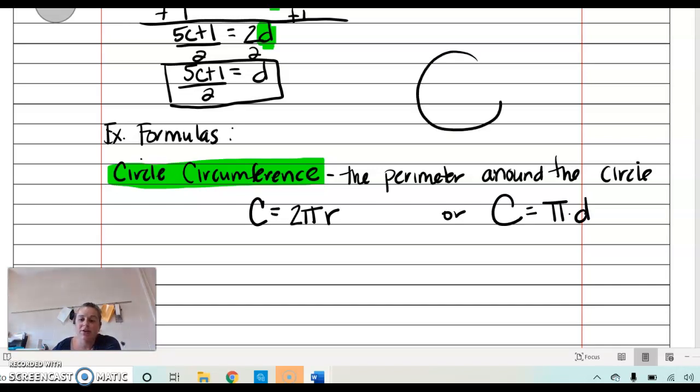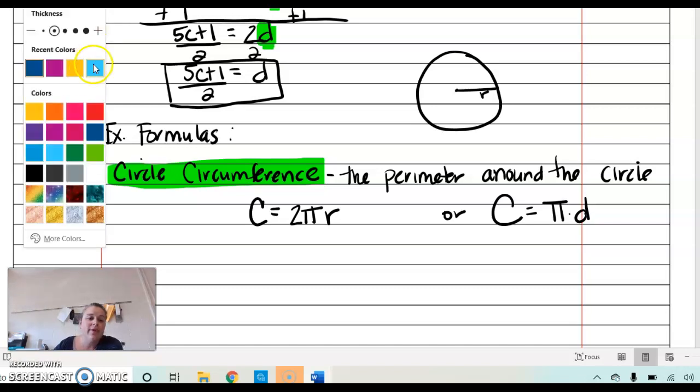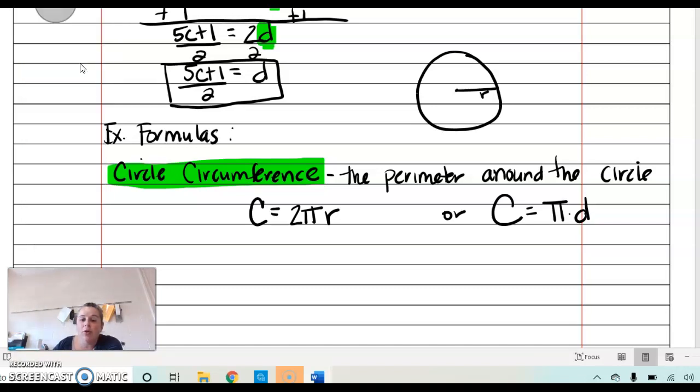And if you take a look at a circle here, the radius is from the center to the outside. You have that distance from the center to the outside. Okay, this is your radius. Diameter, I'll do this in a different color here, is all the way across through the center.